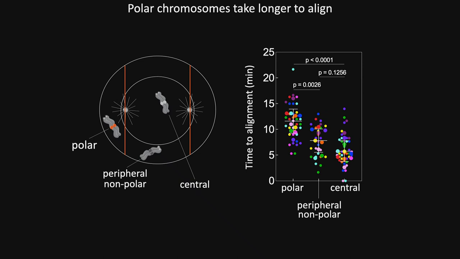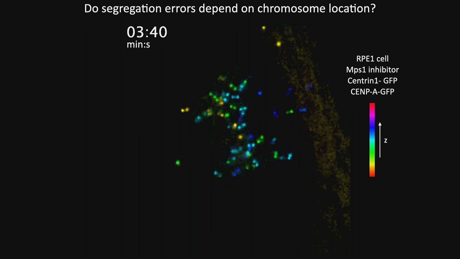Okay, so this experiment just tells us that some chromosomes arrive later to the metaphase plate than others, but this measurement was done in a healthy cell, and the cell has a checkpoint to check that all the chromosomes arrive at the metaphase plate and are properly attached. So these chromosomes will not missegregate. They will not make any errors, even though some are earlier, some are later. So to see whether there will be any errors depending on the location of the chromosomes, we treated these cells with MPS1 inhibitor.